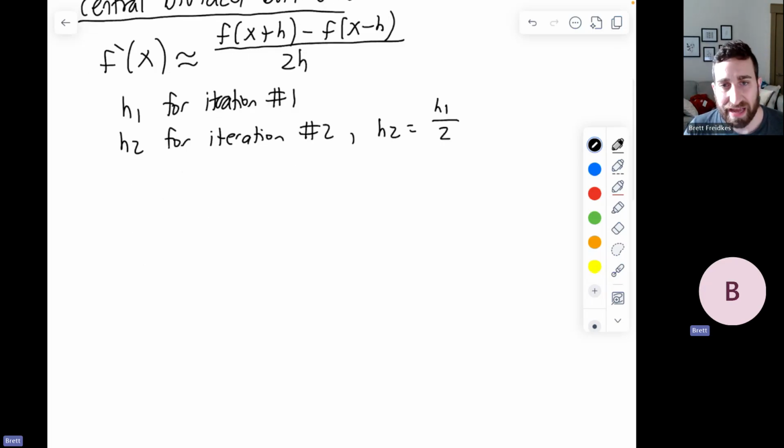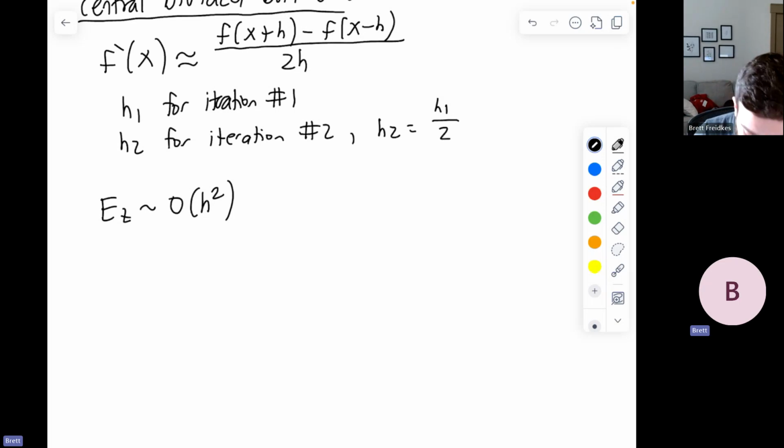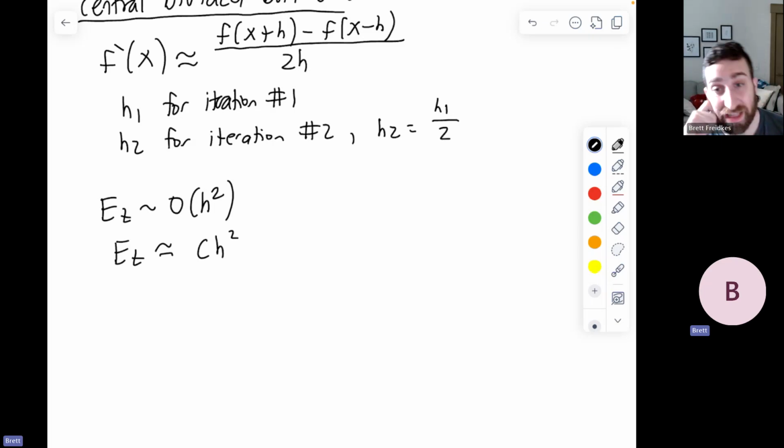So we already saw that our error for central divided difference is on the order of h squared. And what I'm going to do is generalize that, or I guess make it more specific, to say that our error will be approximately equal to some constant times h squared. Now, if you go back to the previous notes or the previous video, you'll see that we derived this expression from the central divided difference method using Taylor's series.